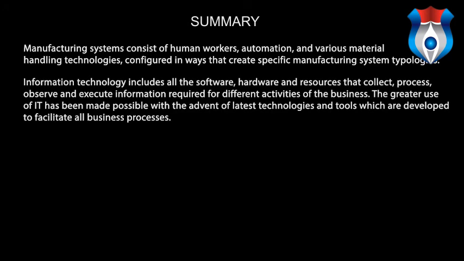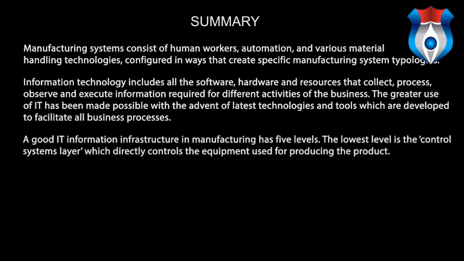Information technology includes all the software, hardware, and resources that collect, process, observe and execute information required for different activities of the business. The greater use of IT has been made possible with the advent of the latest technologies and tools which are developed to facilitate all business processes. A good IT information infrastructure in manufacturing has 5 levels. The lowest level is the control systems layer, which directly controls the equipment used for producing the product.